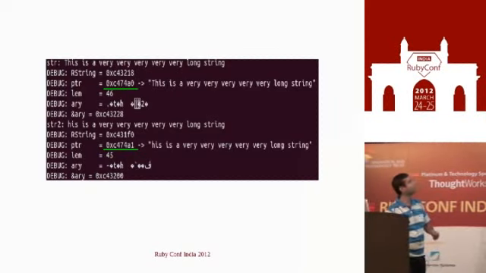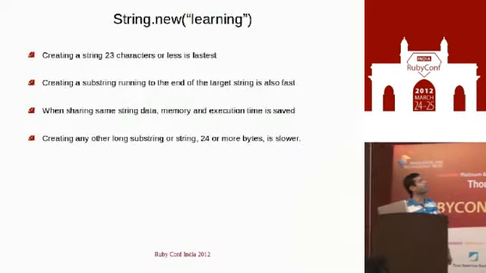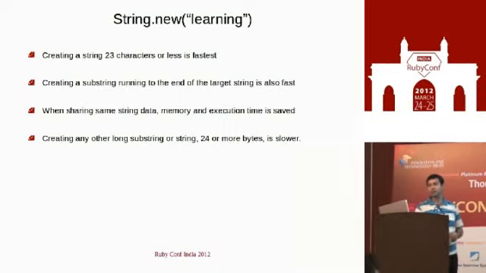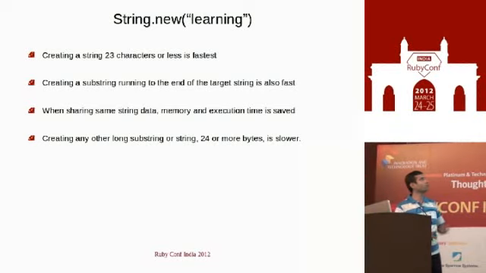Let's verify. If you notice the pointer addresses, it's A0 and A1, so it actually points to A1. So they share the same string data, and both arrays are again some garbage. Okay, so what are the learnings from string? Creating a string of 23 characters or less is fastest. Again, I am talking about a 64-bit CPU. For 32-bit it is 11.